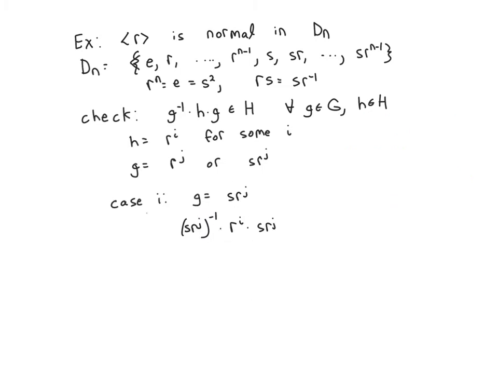So we have the other case. What happens when you conjugate a rotation by a reflection? Well, let's use our calculations to see what happens. First, the inverse of a product is the product of inverses.